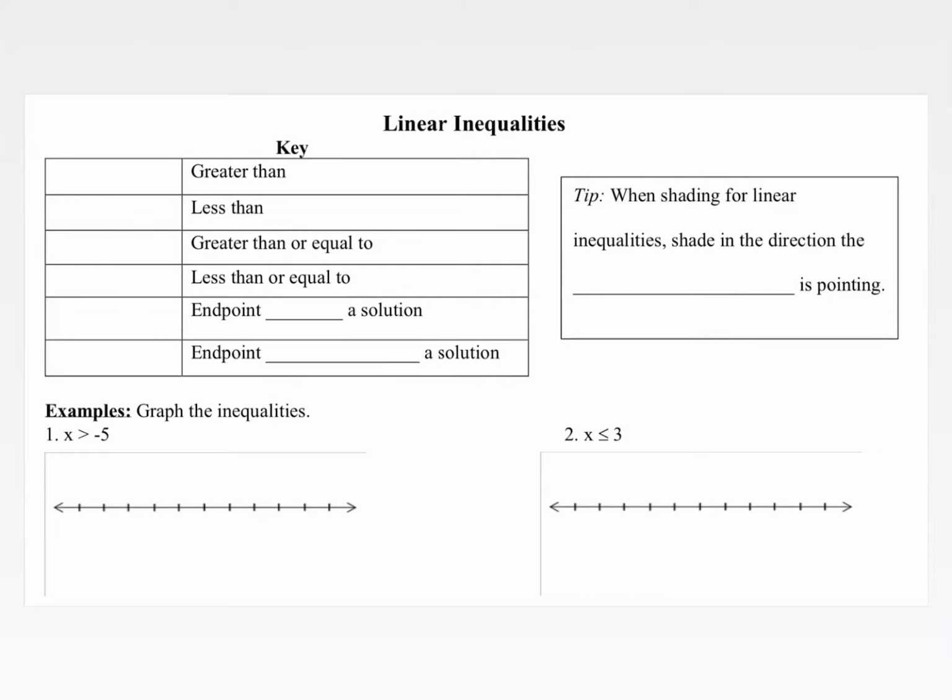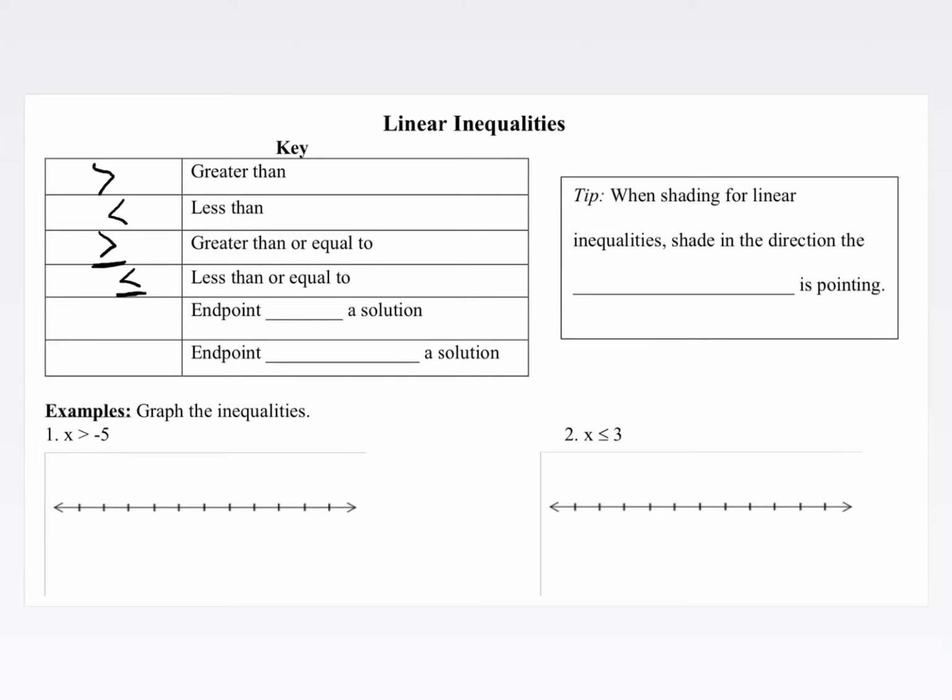The greater than symbol looks like this, whereas the less than symbol looks like this, kind of like a slanted L. If something is greater than or equal to, we have the greater than symbol with a horizontal bar underneath it, indicating or equal to. So it could be bigger than that value, or it could be equal to that value. Similarly, with less than, we have the less than sign and then the or equal to bar.